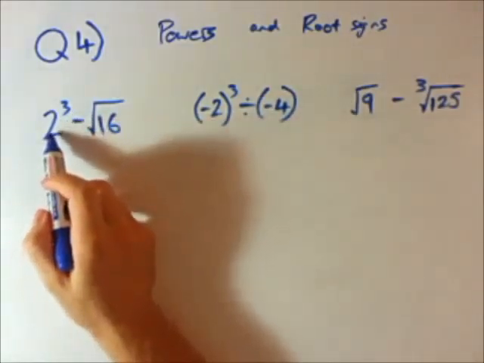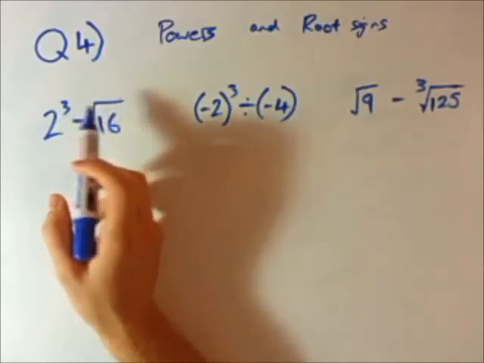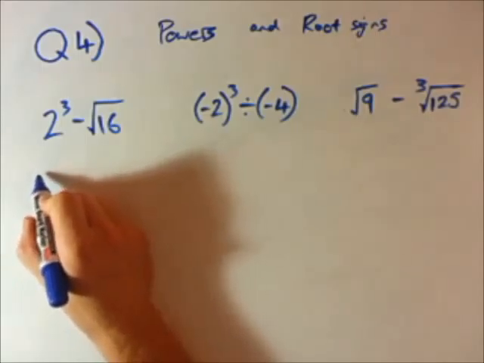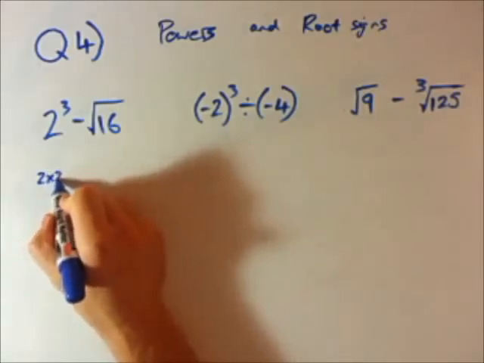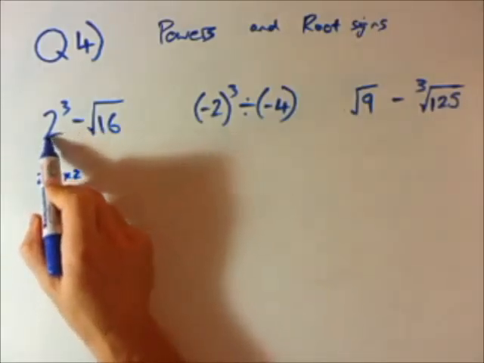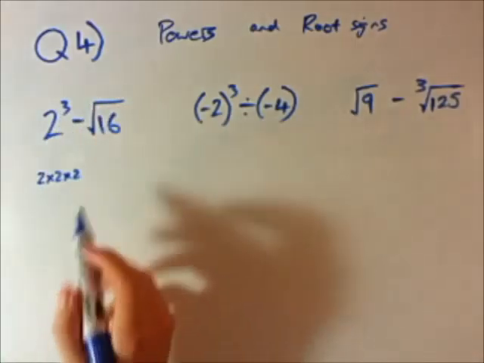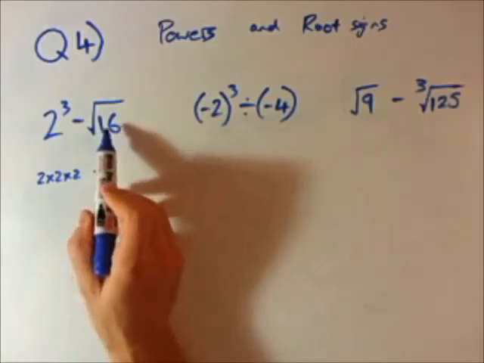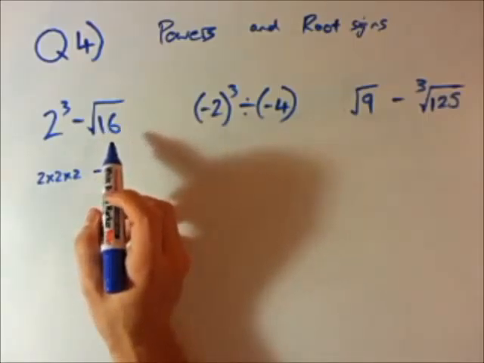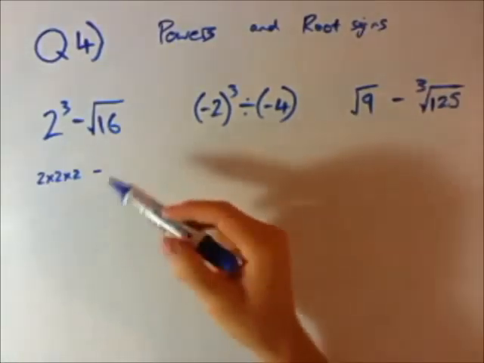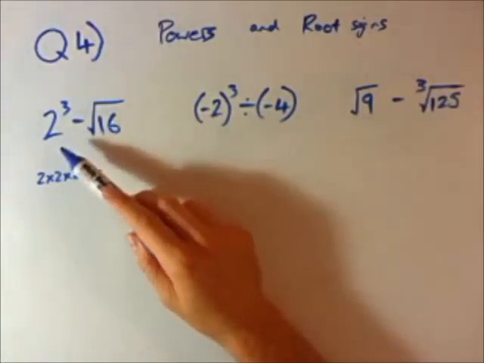And you could also say that's 2 cubed. 3, when it's a power, is called cubed. So 2 to the power of 3, what does that mean? That means 2 times 2 times 2, or this number times by itself 3 times. Okay? Now minus the square root of 16. Now what does the square root of 16 mean? These square root signs are kind of like the opposite of the power.